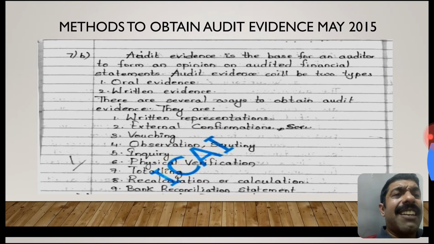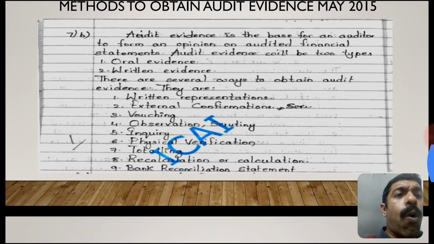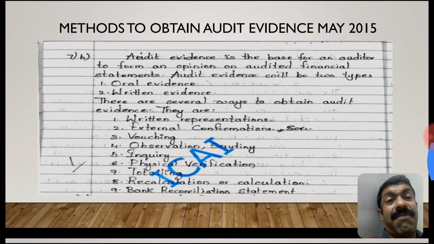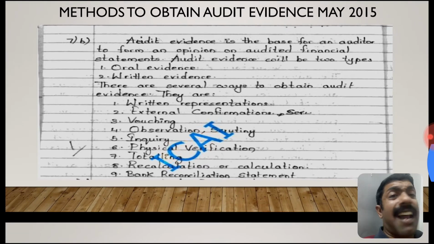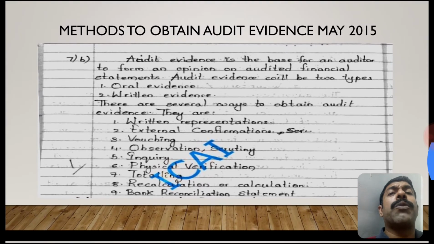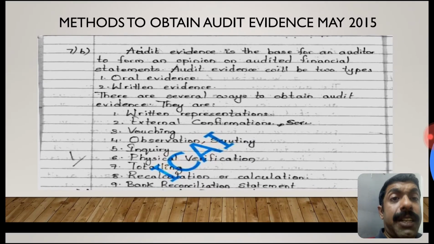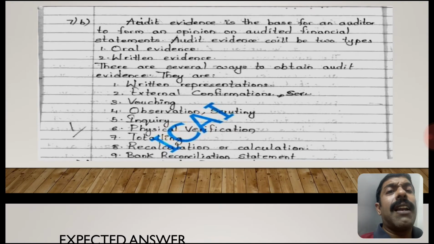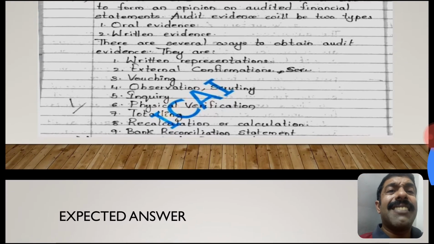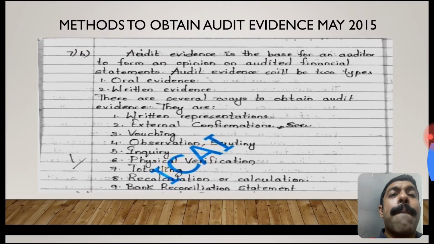Audit evidence is a base for an auditor to form an opinion on audited financial statements. See, the point is relevant. The point is right, but not suitable to the question. The question asked is method to obtain audit evidence. And there are two types of audit evidence: oral evidence, written evidence. This is also not relevant because it is not connecting with the methods.